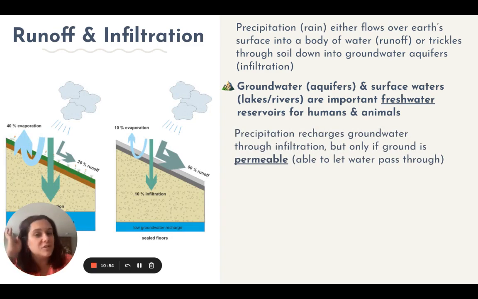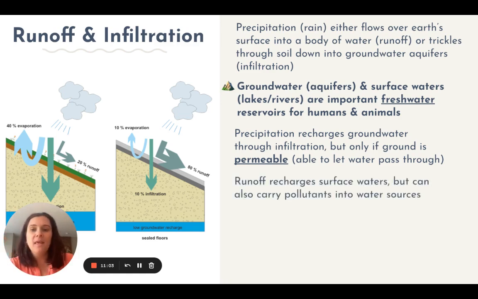A little note on that infiltration process, that's only going to happen if the ground is permeable. That's only going to happen if the ground's able to let water pass through it. Different types of soil, which we'll get into later, have different permeabilities. Some are going to take a lot more, some are going to take a lot less. We also find that ground that already has good moisture in it, hasn't been dried out, is more permeable.